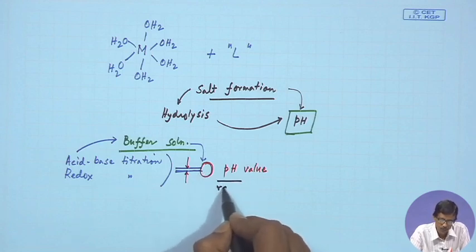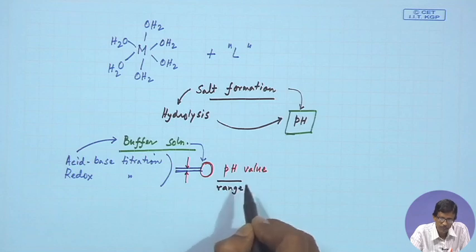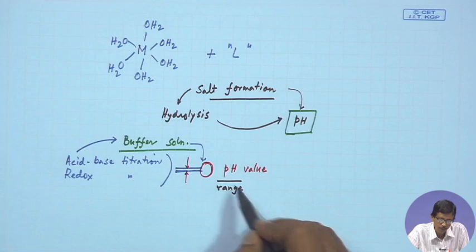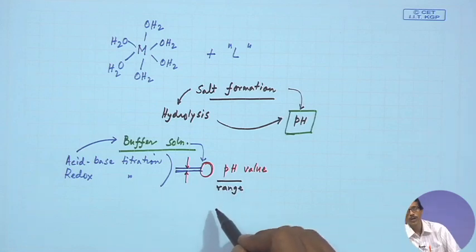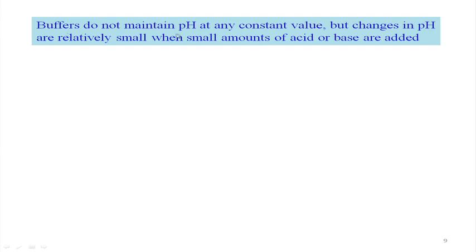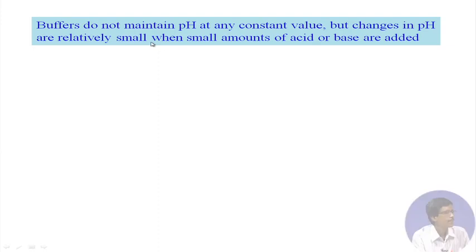So, a range of pH values can be there where, due to the addition of acid or the addition of base, this particular pH value will not change drastically. So, this does not maintain pH at a constant value, but the change in pH is relatively small compared to your unbuffered condition.